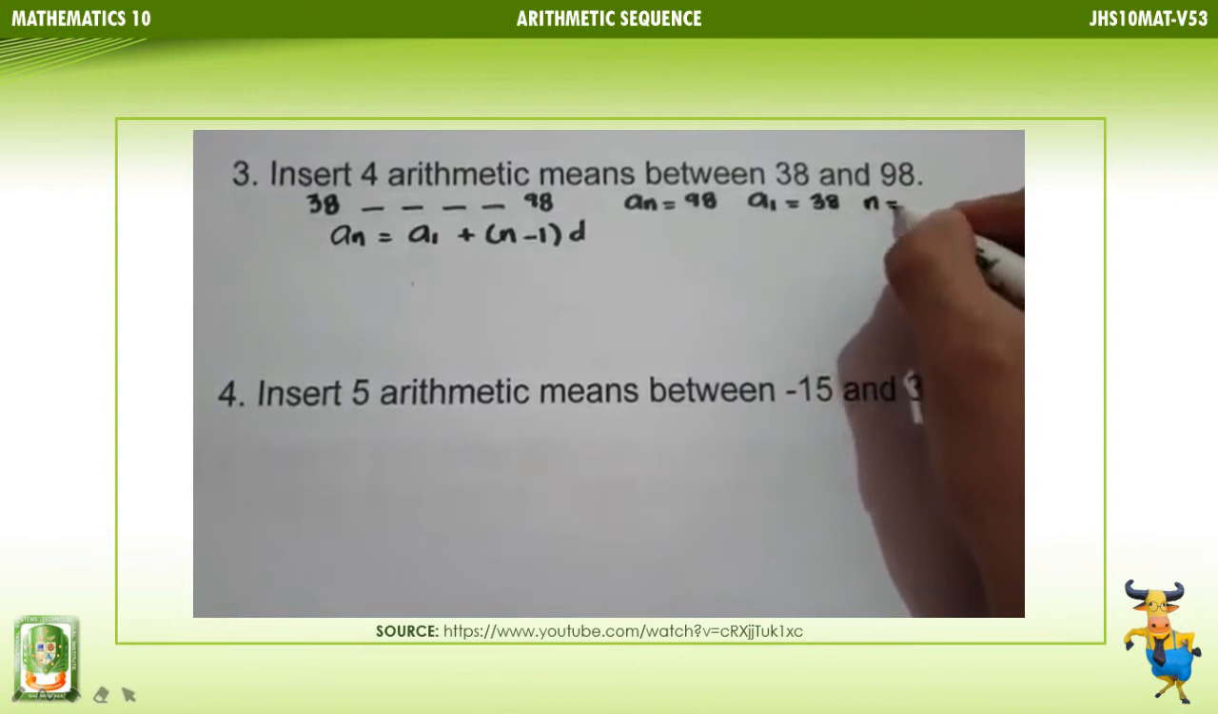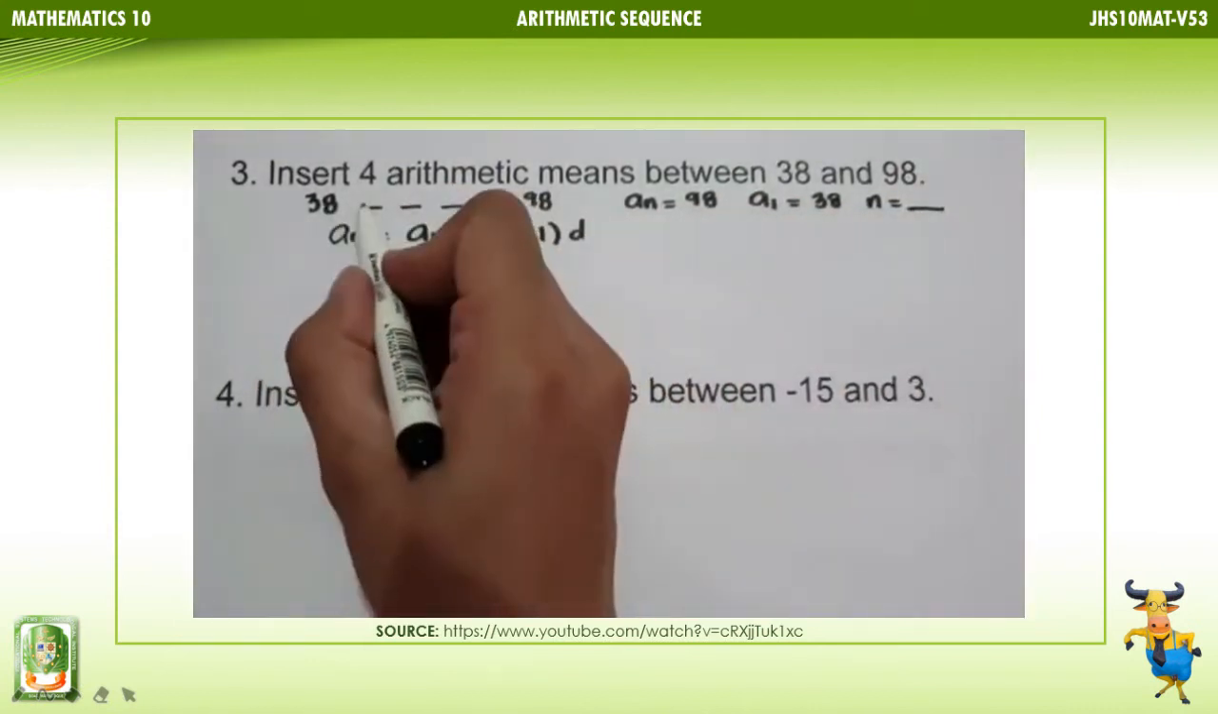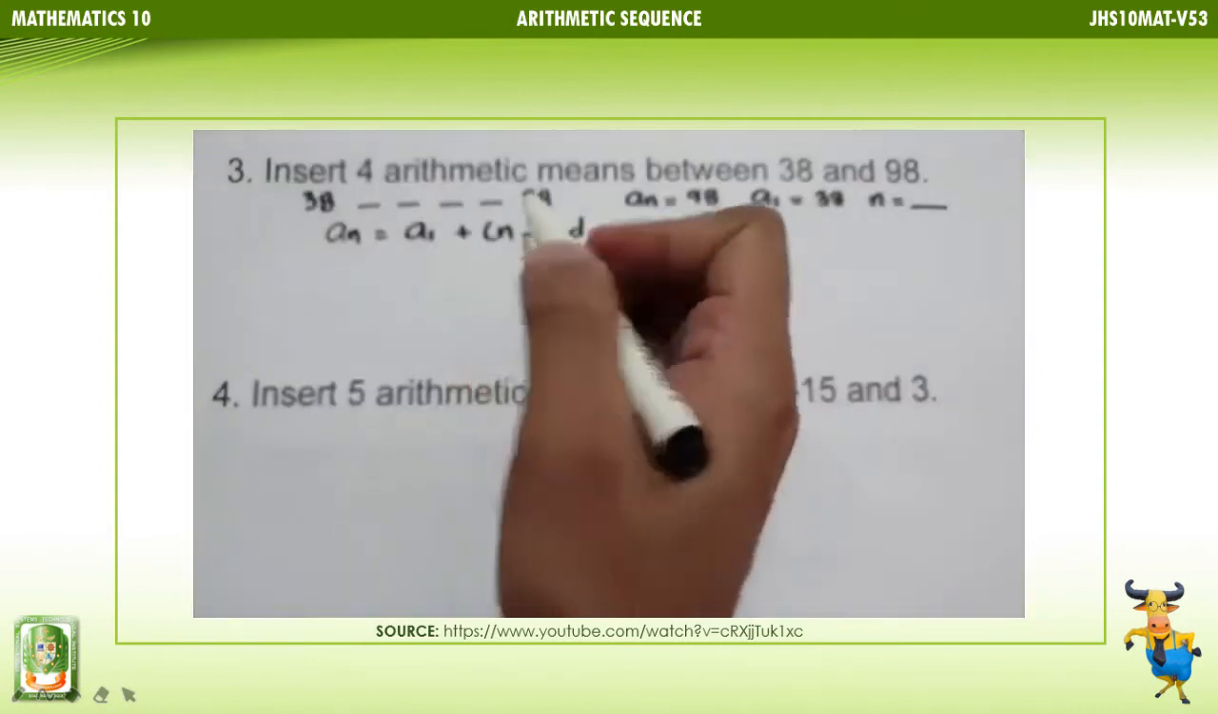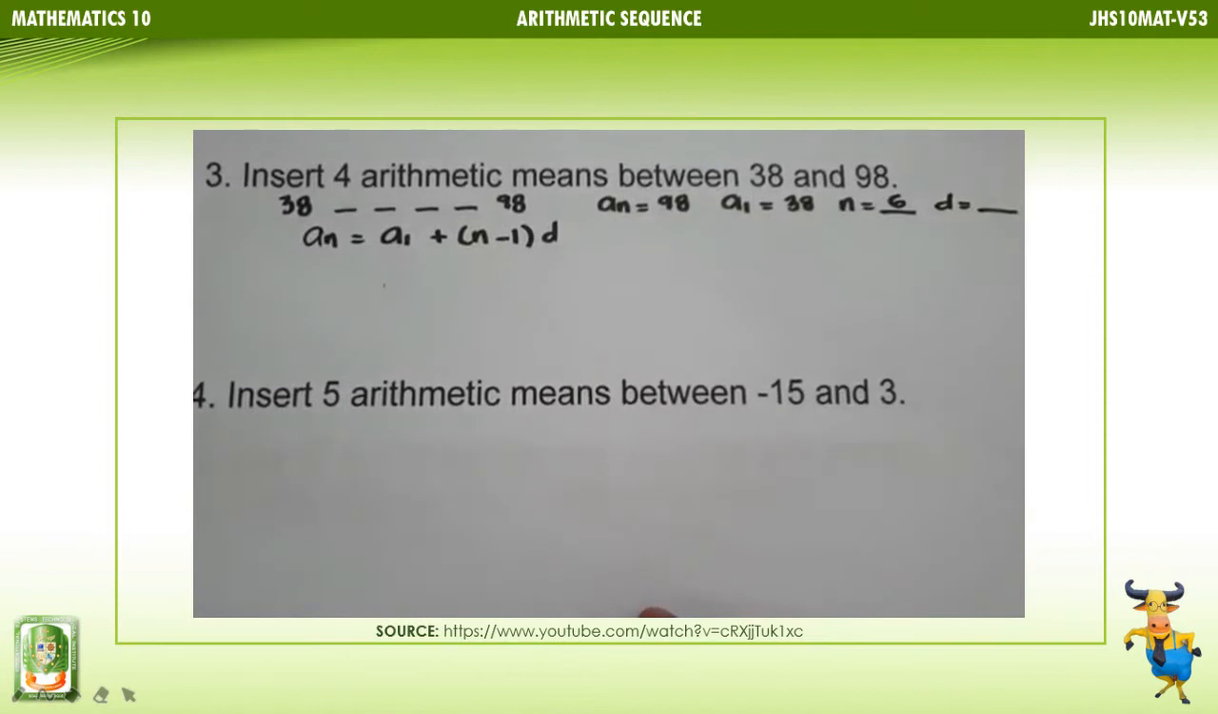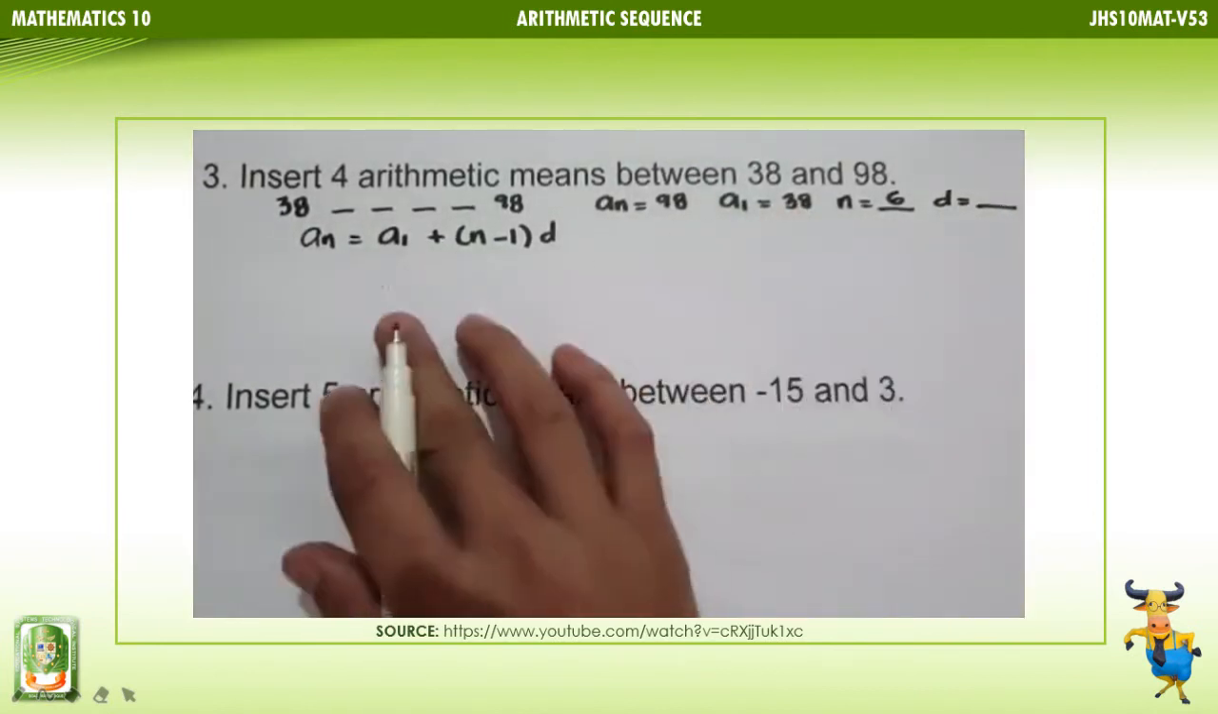And then n, that is 1, 2, 3, 4, 5, 6. So n is 6. And we are looking for the common difference. Now, let us substitute the given to the given formula.